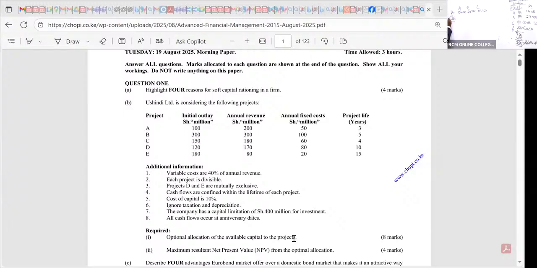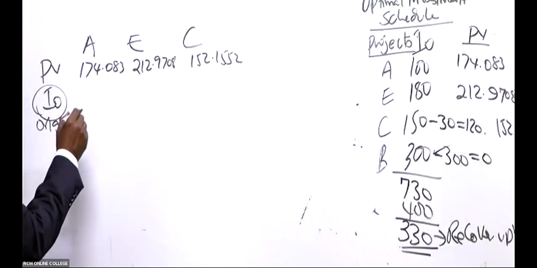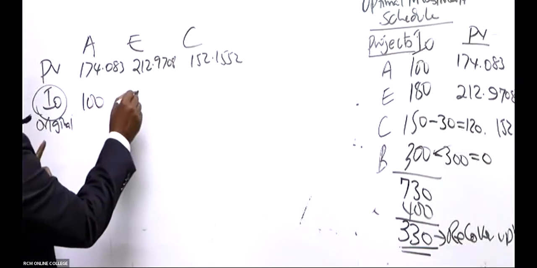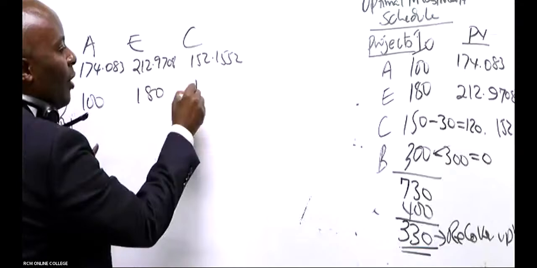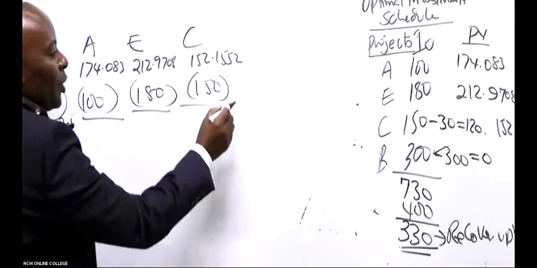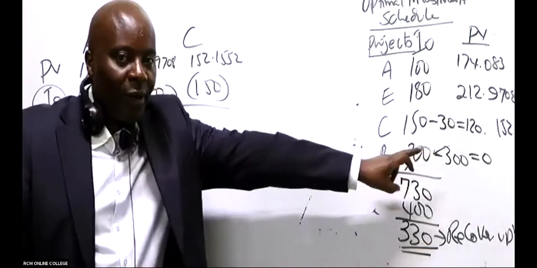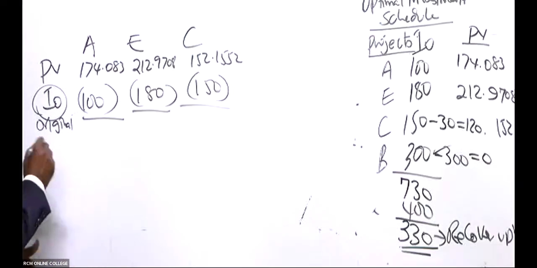Remember, these are original initial outlays, all of them. The original initial outlays: this was 100, this was 180, and this was 150. So from there, ladies and gentlemen, please don't put boy, because for boy there's no investment at all. So come and give me their net present values.